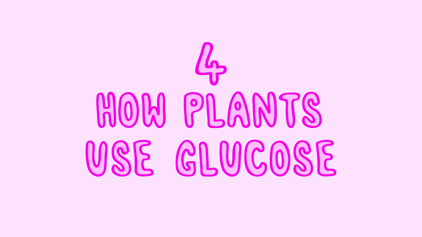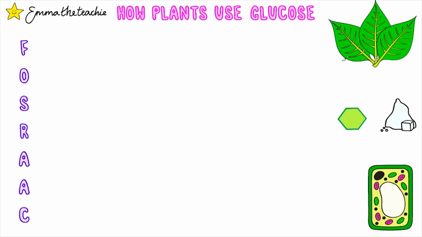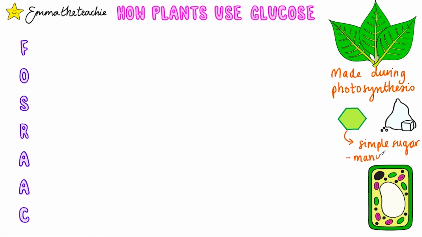4. How plants use glucose. Plants make glucose in the process of photosynthesis. While we often say this is food for the plant, in reality, this simple sugar has got many uses. It can be tricky to remember them all, so I use the made-up word phosphorus. This doesn't mean anything, but somehow it sticks in my mind to help me remember the uses when I'm teaching it. Here's what each letter stands for.